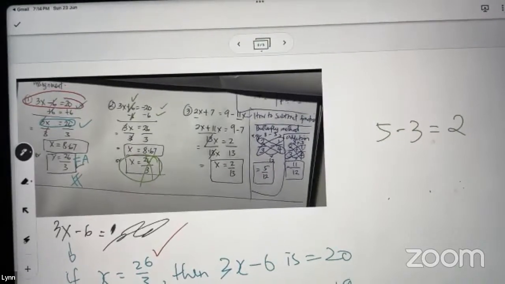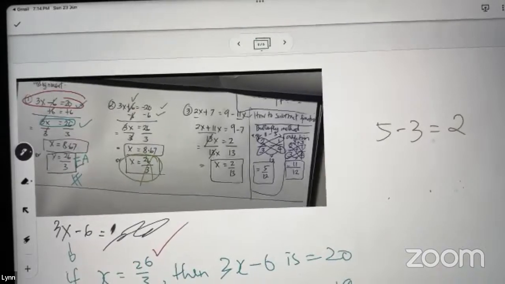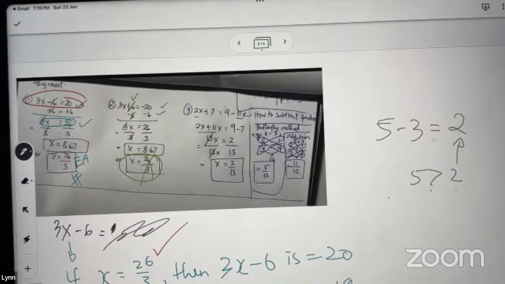So now you will agree with me. 5 minus 3 is equal to 2, right? So now what I mean is this: if I do 5 minus 3, the answer should be smaller than 5. 2 is definitely smaller than 5, correct or not? Because when I minus something from 5, the result should be smaller than 5. Now, minus 20 minus 6, right?